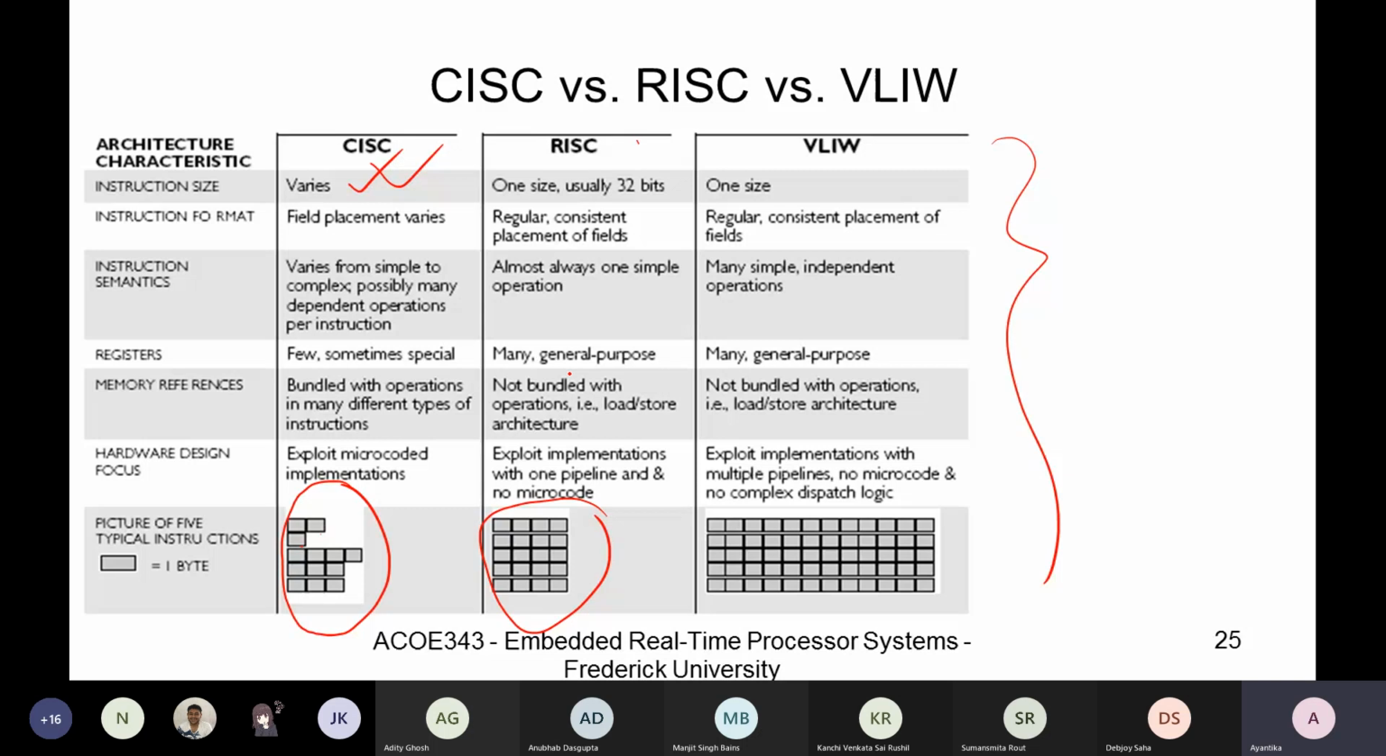In case of VLIW, it is again regular, but that is the number of how many of these blocks, or how many smaller instructions, you are calling. Those numbers are very large. So I think this is a very important concept: when we talk about CISC, it is not always that all instruction sizes are the same. It may vary, whereas when we talk about RISC and VLIW, etc., the instructions are of the same size.